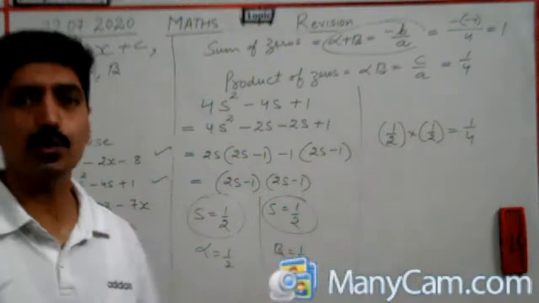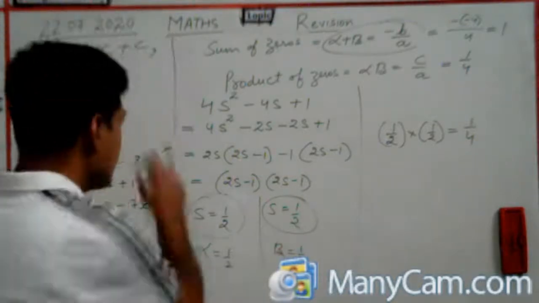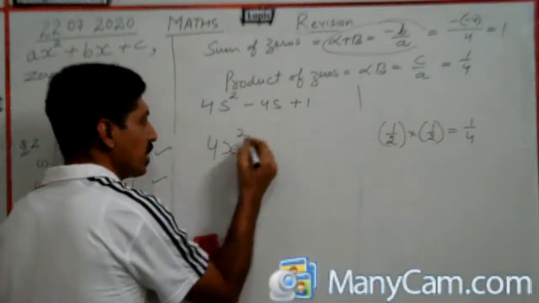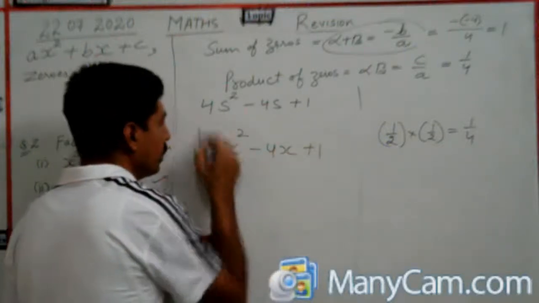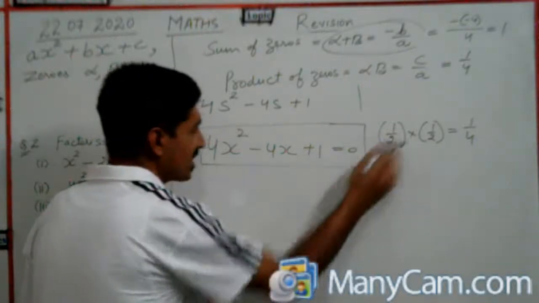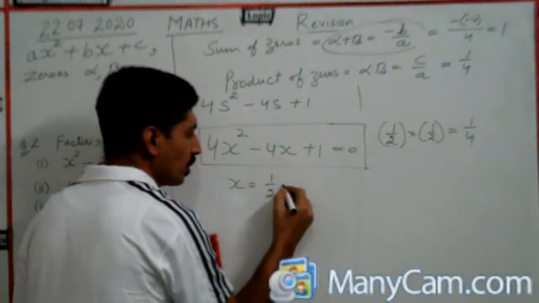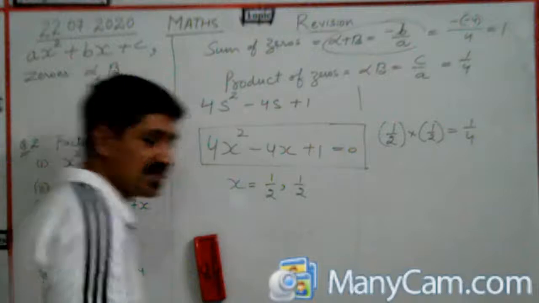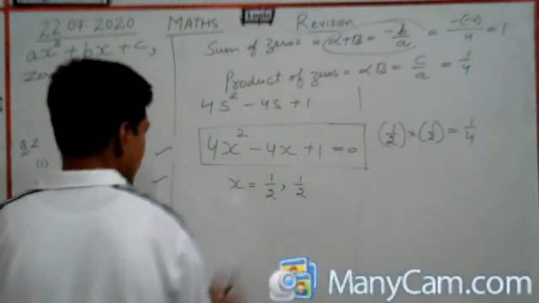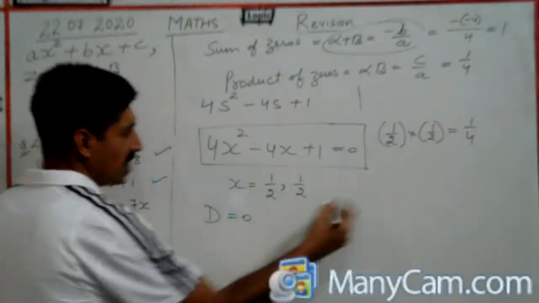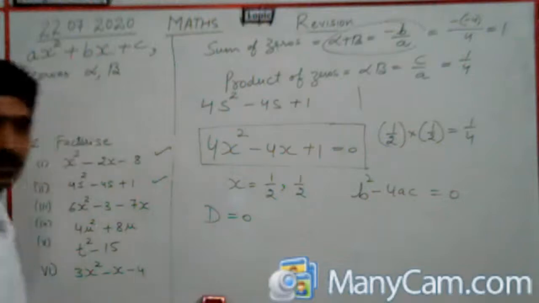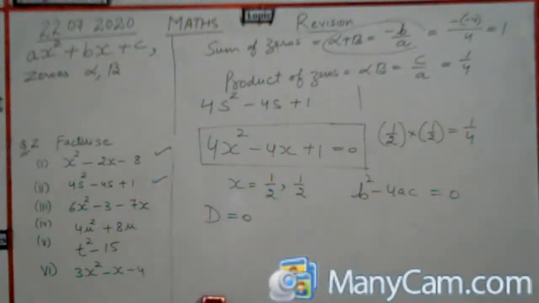If I am comparing with the quadratic equation, this second part is the equation. If I write it this way, the equation 4x square minus 4x plus 1 is equal to 0. In that case, x has the two zeros half and half, that is 0.5 and 0.5. And if you go for the discriminant, you will find it will be 0. You can check here that b square minus 4ac will be 0. b square minus 4ac is equal to 0.